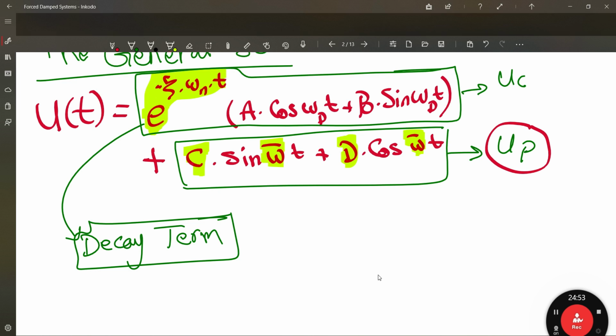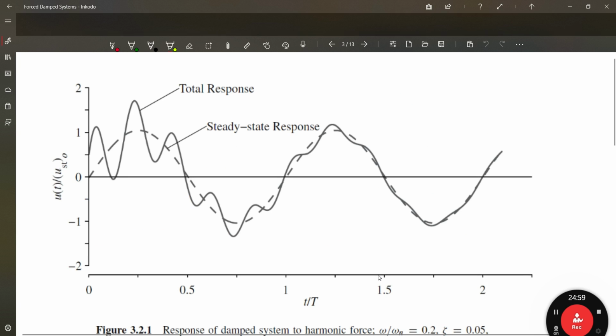Okay, now let's go to the next part, which is related to the graphical representation, and let's see and understand more about it.